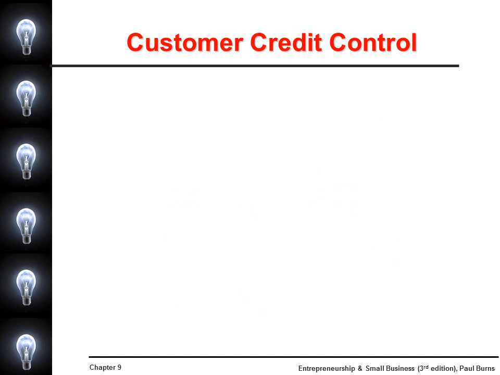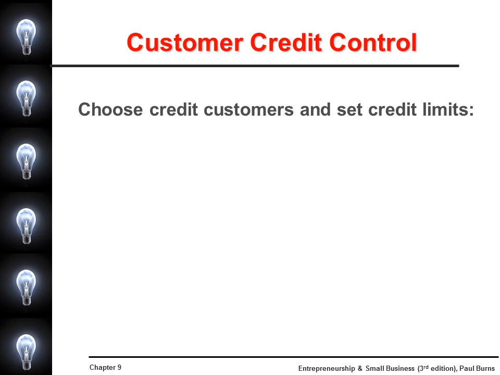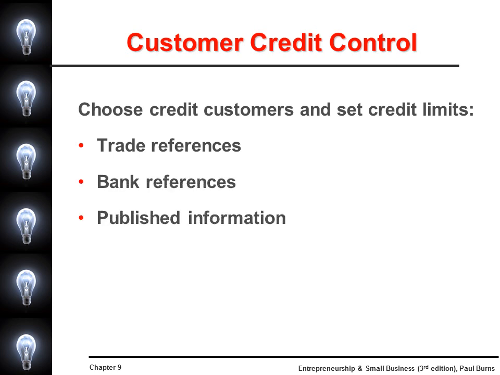Then comes the customer credit control. So what is customer credit control? You have to choose your credit customers and set credit limits, like trade references, bank references, published information, sales visit, and credit checks. So in running a business, this is a very important thing to master. Like you have to choose customers very wisely and set the credit limits, otherwise you will be in loss. You can't get loan all the time, and you can't give loan all the time.